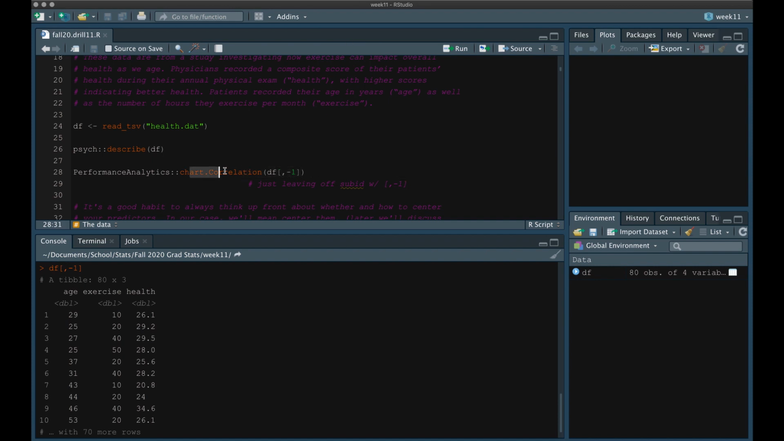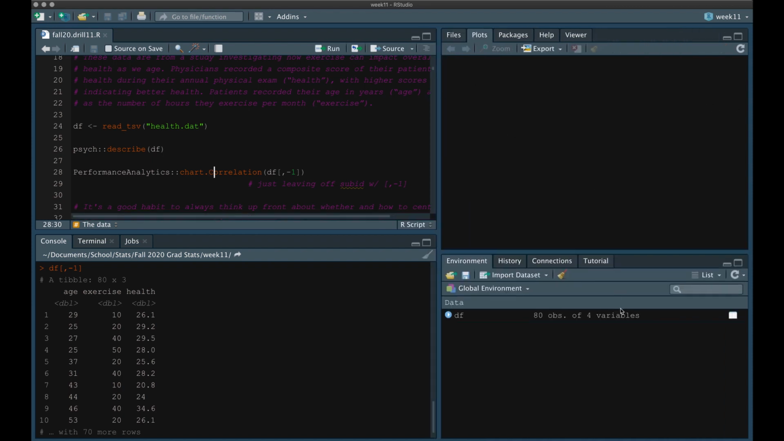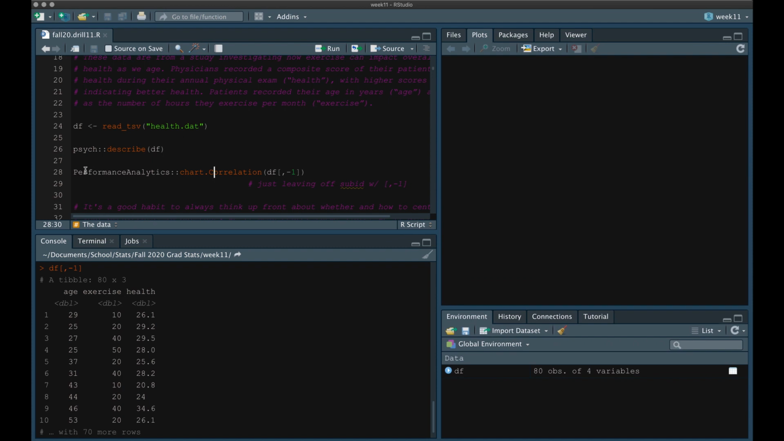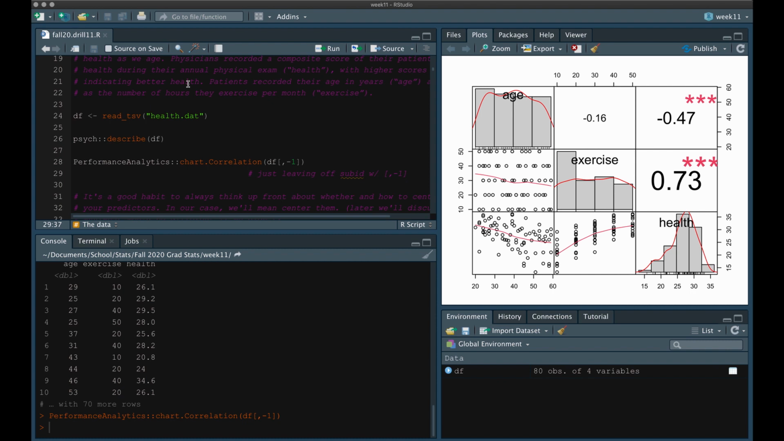But if you just use this chart.correlation with the capital C on correlation, it's going to give you a really nice, quick, easy way to get your univariate and bivariate distributions and correlations. So when we run that, we can see on the diagonals we have our univariate distribution. So here's our age, here's our exercise, and our health.